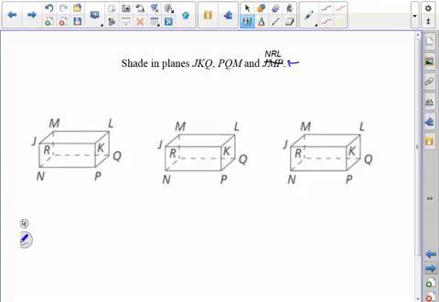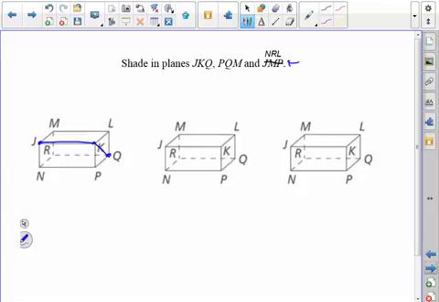All right, so let's look at JKQ in the rectangular prism on the left side. So J, K, and Q. Oh, that's why. It just looks like K and Q are so close to each other. But here we can see if, again, we connected the dots, we would have 3 points that are not on the same line.